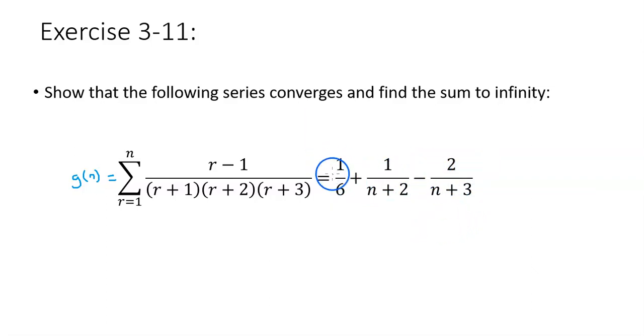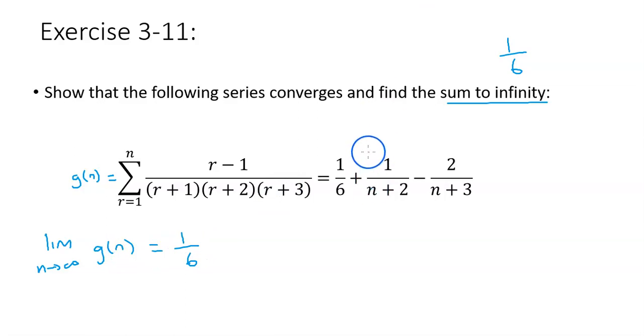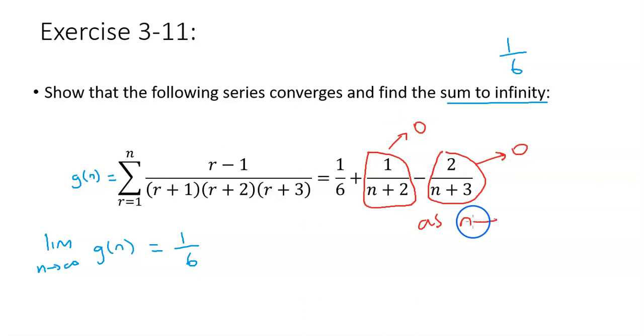So I'm going to let you verify that and then immediately say that the sum to infinity is just 1 over 6. And it converges because the limit as n tends to infinity of g of n is equal to 1 over 6. Because as n tends to infinity, that tends towards 0, and that tends towards 0. So the whole thing converges, and the sum to infinity is 1 over 6.